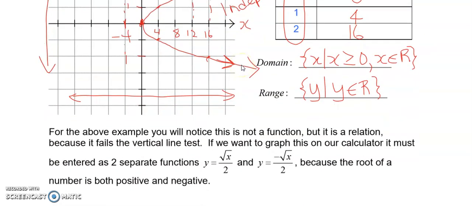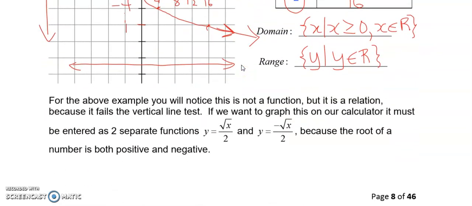One other thing before we finish here with this video. As it says below that, again, this is on page 8, you'll notice this is not a function, which is true because it fails the vertical line test, but it is a relation, okay, because it fails the vertical line test. If you have a graphing calculator, and if you wanted to actually graph this on a graphing calculator, such as the TI-84 Plus, you would actually have to enter it as two separate functions, because the TI-84 Plus will only accept an equation in the form y equals.